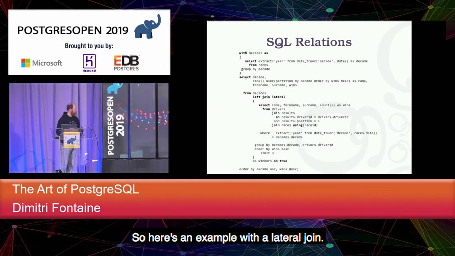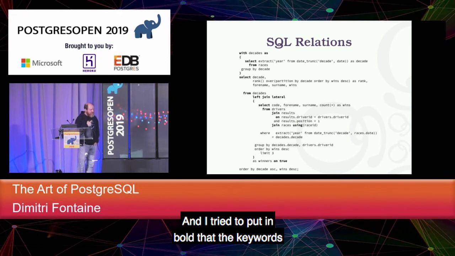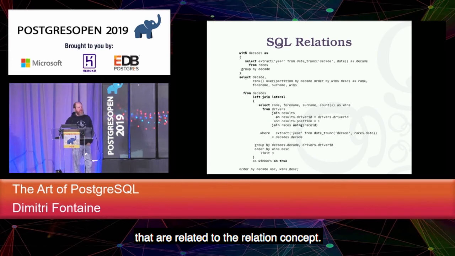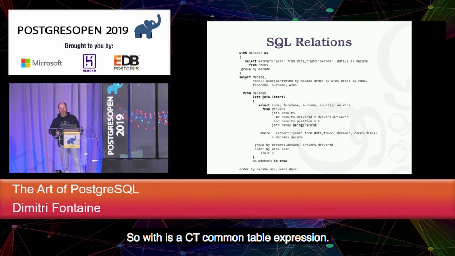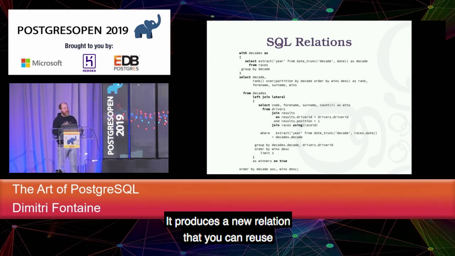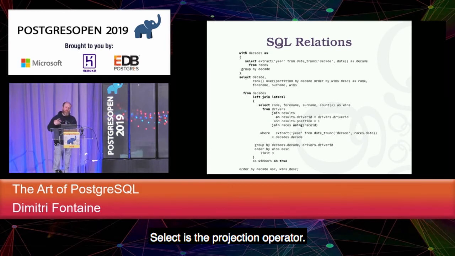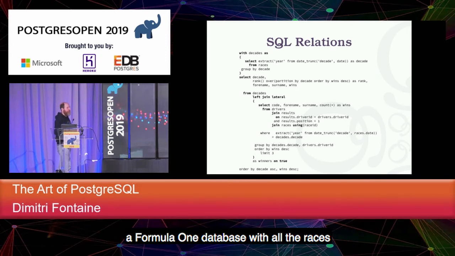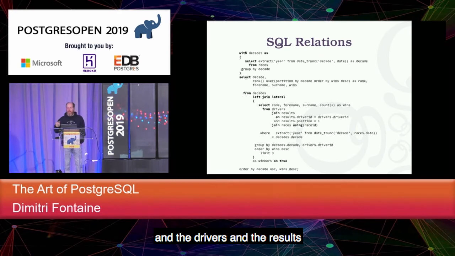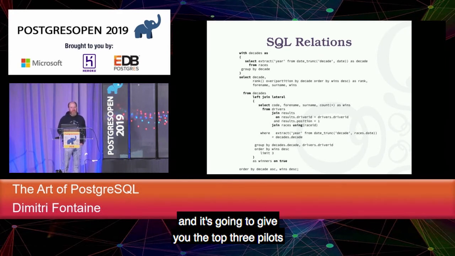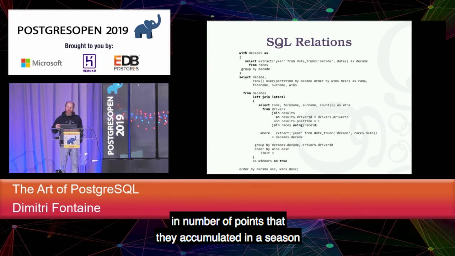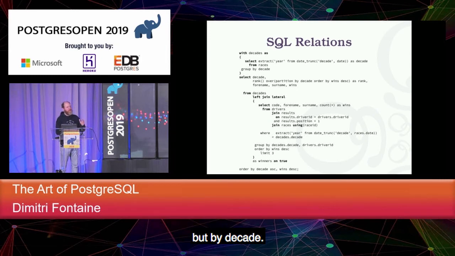So here is an example with a lateral join. And I tried to put in bold the keywords that are related to the relation concepts. So WITH is a CTE, a common table expression. It introduces a new relation that you can reuse later in the query. SELECT is the projection operator. By the way, this query is based on a Formula One database with all the races and the drivers and the results. And it's going to give you the top 3 pilots in number of points that they accumulated in a season, but by decade.